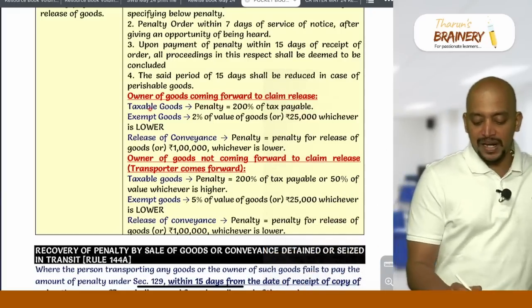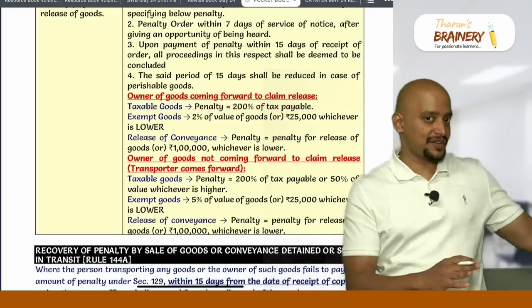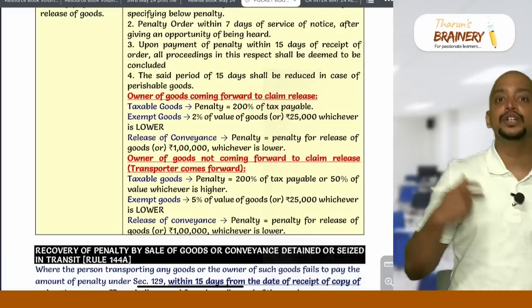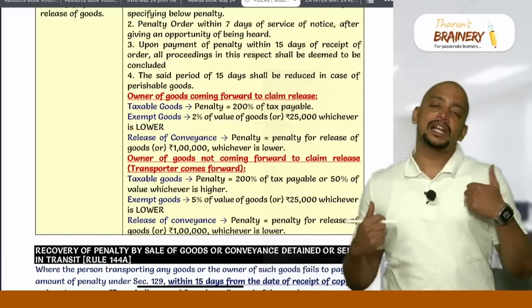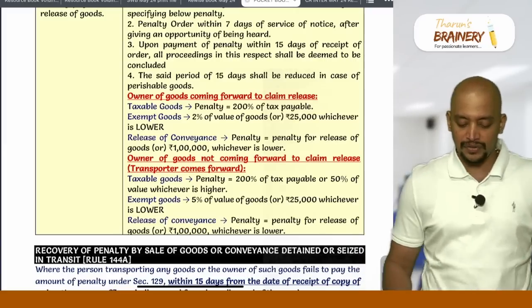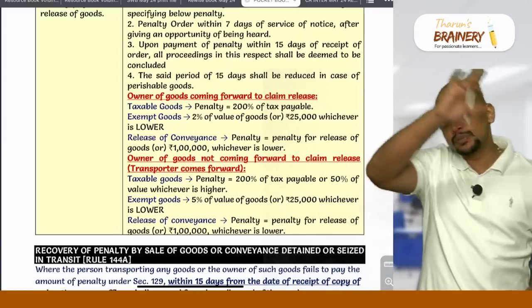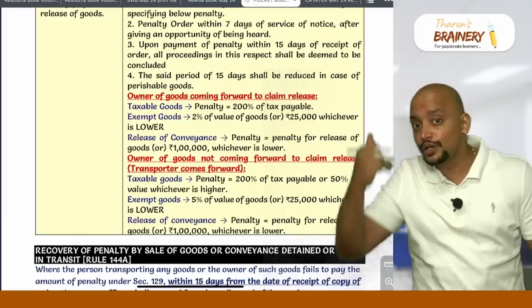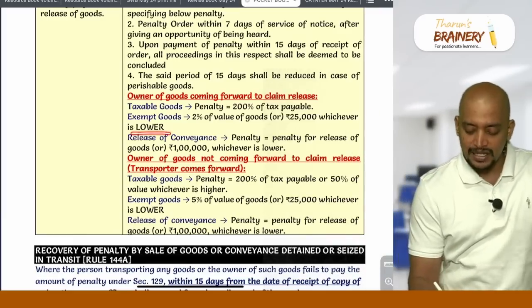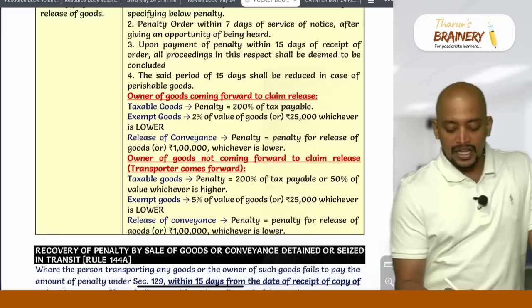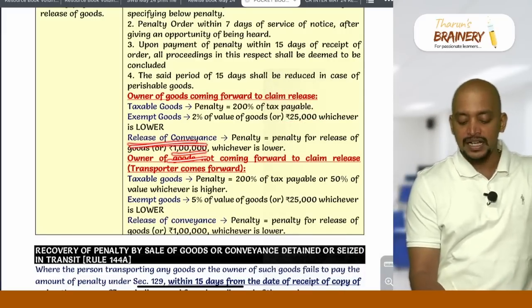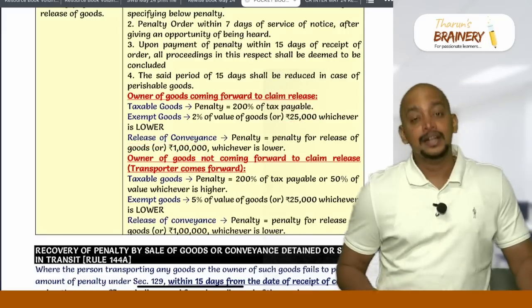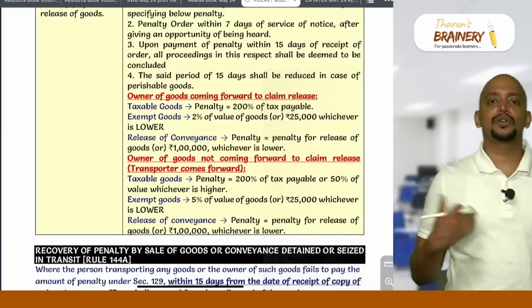So this is the penalty under the CGST Act: 200% of tax payable for taxable goods, and for exempted goods, 2% of the value of goods or 25,000, whichever is lower. Whereas what is the penalty for release of the conveyance? For release of the conveyance, the penalty will be the penalty payable for release of goods or 1 lakh, whichever is lower. So in two places the penalty comes as whichever is lower. In the exempted goods, the maximum penalty is 25,000, whereas in case of release of conveyance, the maximum penalty is only 1 lakh. Suppose the owner is not coming forward, what is the penalty?